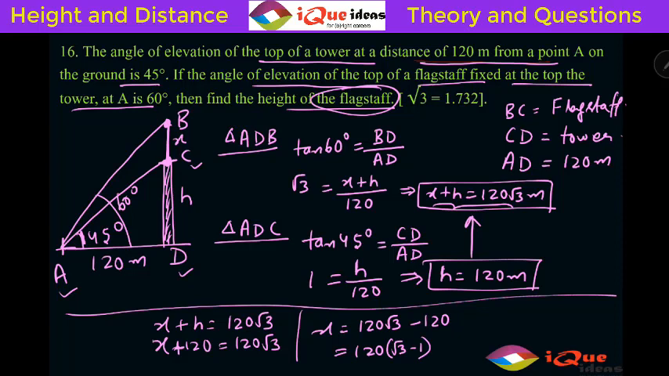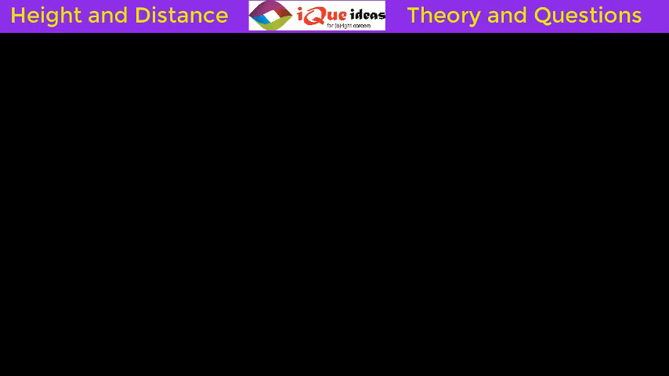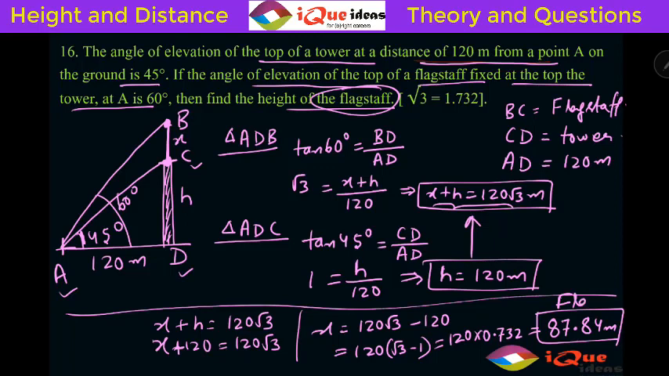Root 3 is 1.732, minus 1 will be 0.732. So it is 120 into 0.732. If you multiply, it will come out to be 87.84 meters. So this is the length of the flagstaff. So the answer of the question is 87.84 meters. Now let's take up the next question.